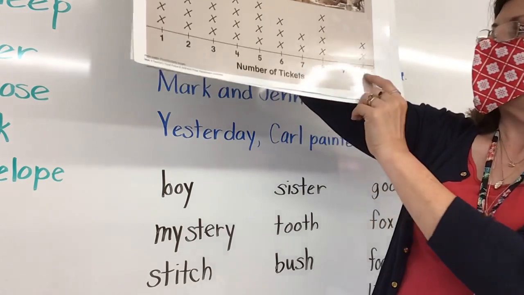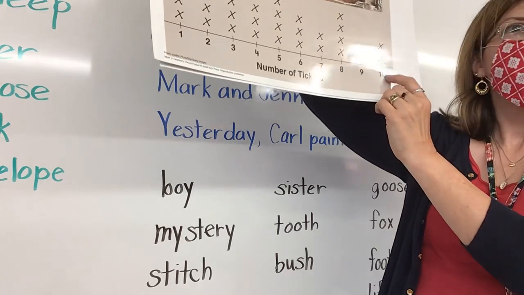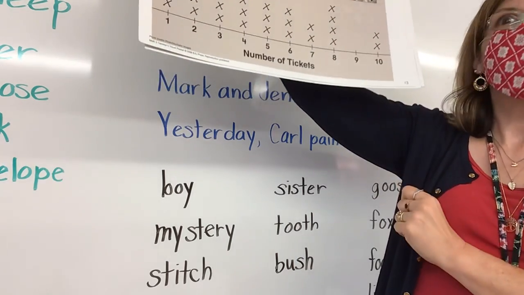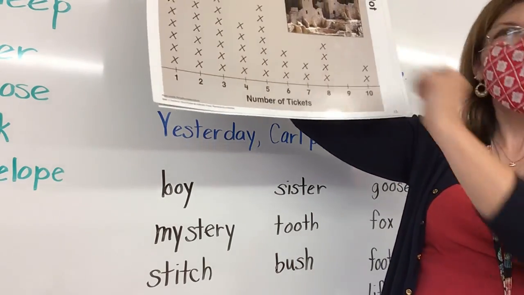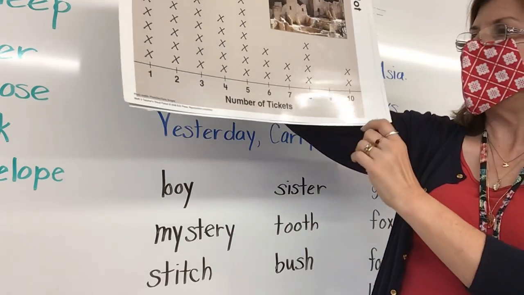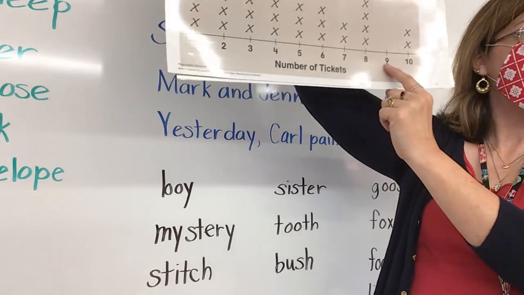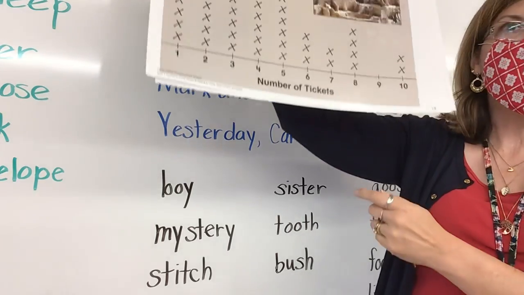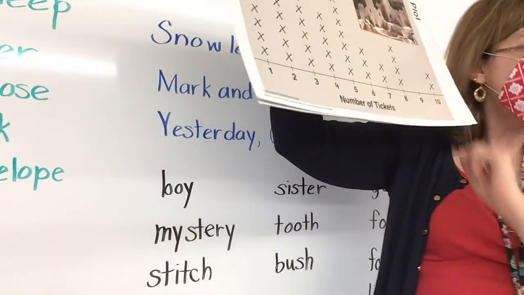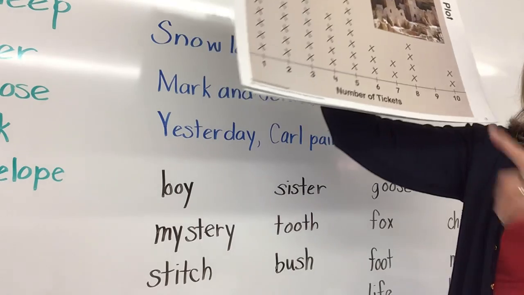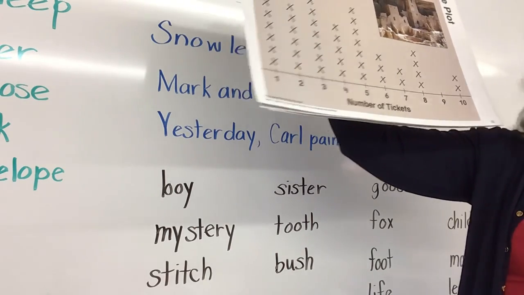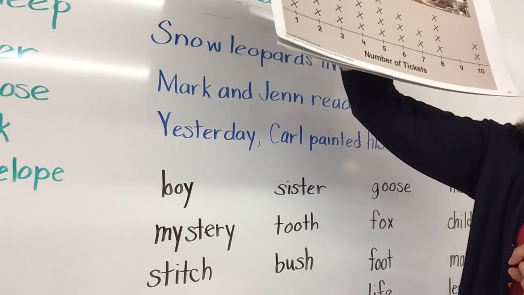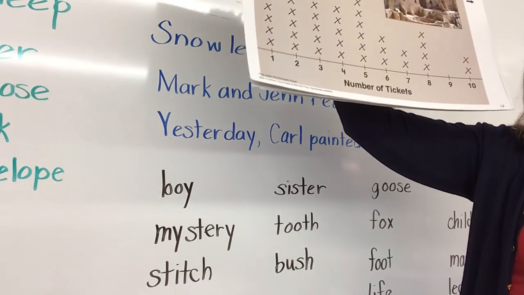And then you come all the way down here, 10 tickets. How many people bought 10 tickets? 2. 2 people bought 10 tickets. And how many people bought 9 tickets? None, because there's no X's. So you have to actually read line plots so you know what they're talking about. If you don't read what they're talking about, then it can get confusing.